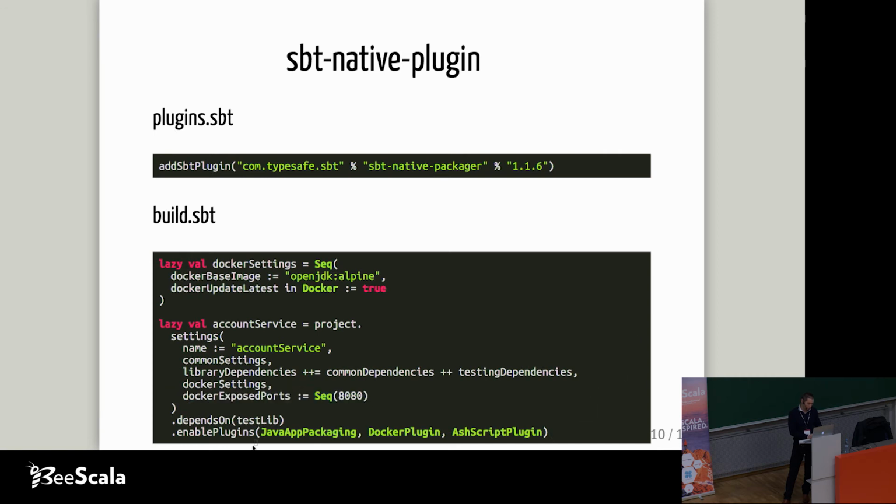And of course, you have to specify the plugins for this SBT Native plugin that you want to use. The Docker plugin, which depends on the Java app packaging, is basically going to wrap your application with some start script. And the script plugin is actually giving you more support for the Alpine Linux image in particular.